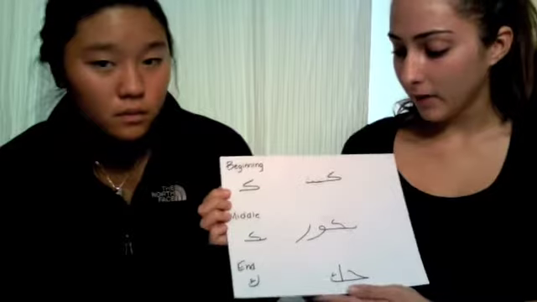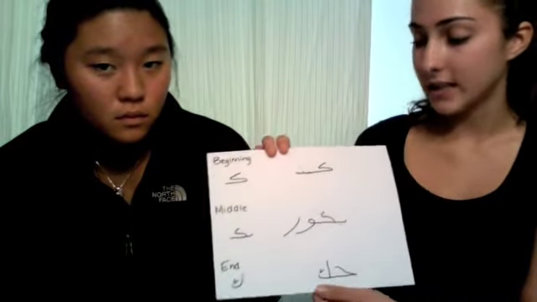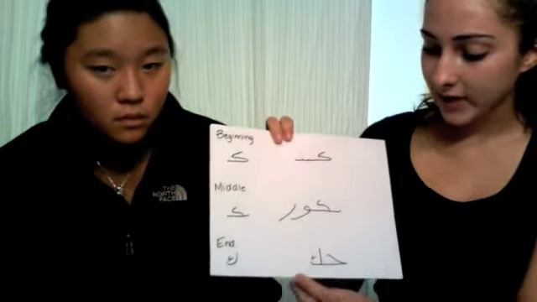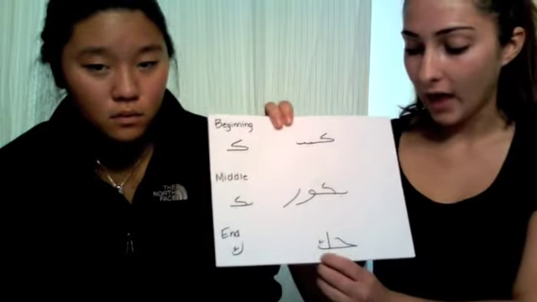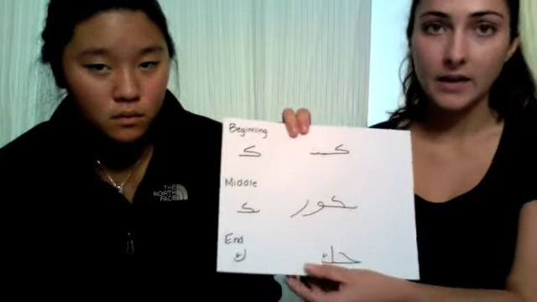In the beginning and middle of the word, the kaf is written the same. At the end, it's written as a hook above the line with a hamza inside the hook.